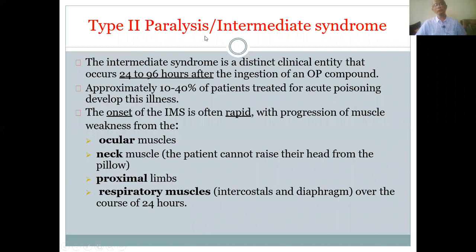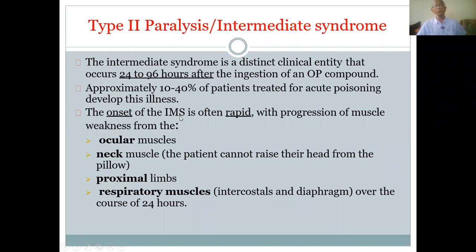Now coming to type 2 paralysis or intermediate syndrome. The intermediate syndrome is a distinct clinical entity that occurs 24 hours to 96 hours, that is 1 to 4 days, after the ingestion of OP compounds. Approximately 10 to 40% of patients treated for acute poisoning develop this illness, about 40% of patients.